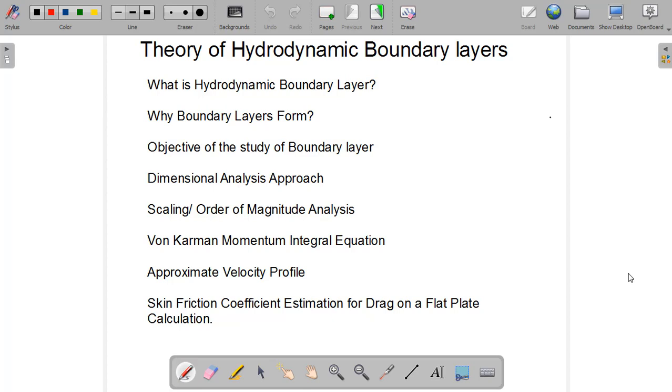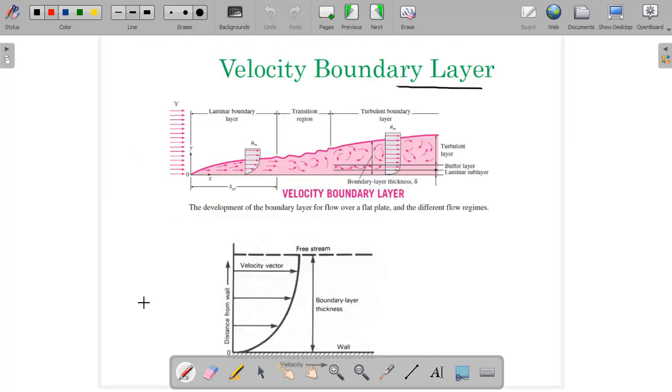So in this particular lecture, we'll see the hydrodynamic boundary layer. First we'll see what the hydrodynamic boundary layer is, then why the boundary layer forms, and then the objective of the study of the boundary layer, the dimensional analysis approach, and the scaling analysis or order of magnitude analysis. Maybe in the next lecture we will cover the other topics.